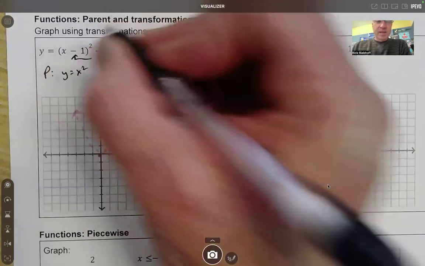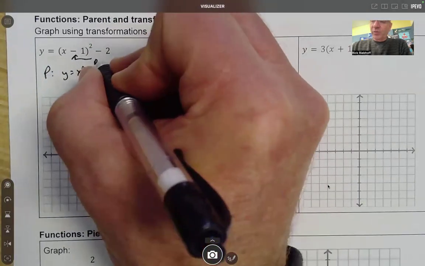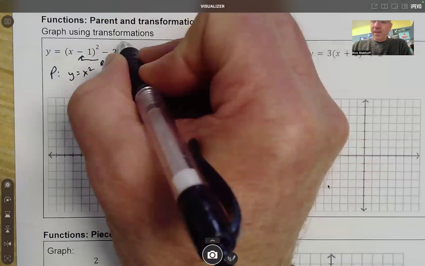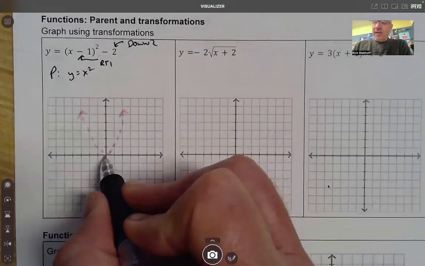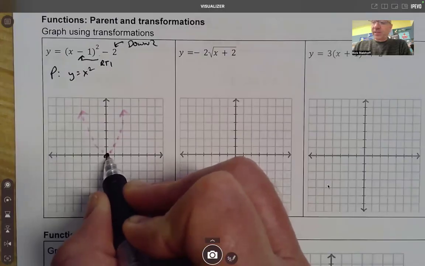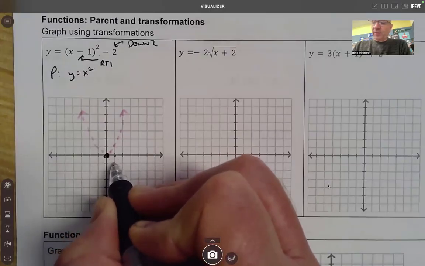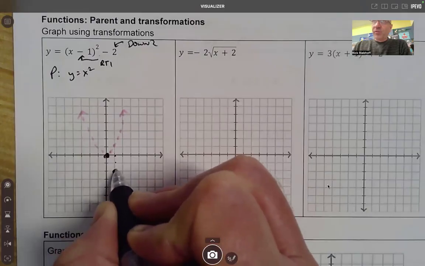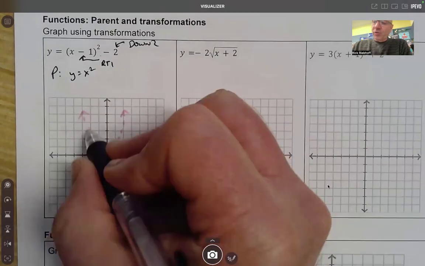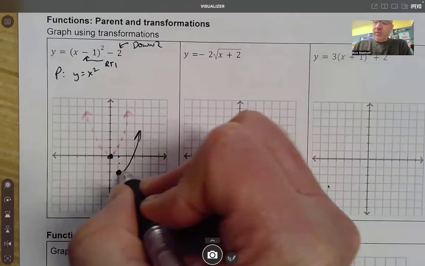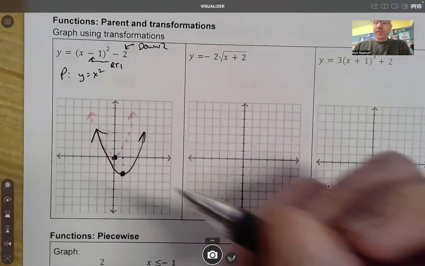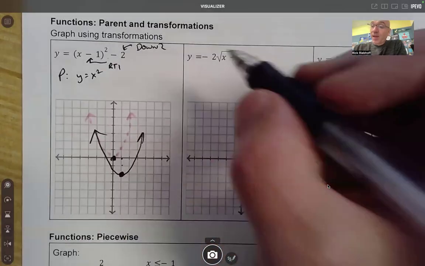-1 inside next to the x means we're actually going to the right by 1. This on the outside means we're going down 2. So I'm going to take the most important point, which is a vertex, and go right 1 and down 2. That's my new vertex. And now I'm just going to copy and paste this, but it's down here. Cool. There we go. There's a new function.